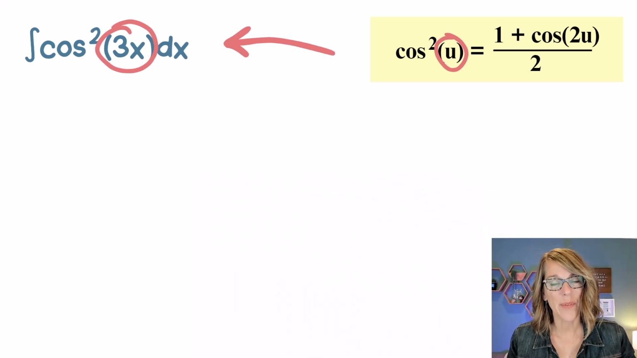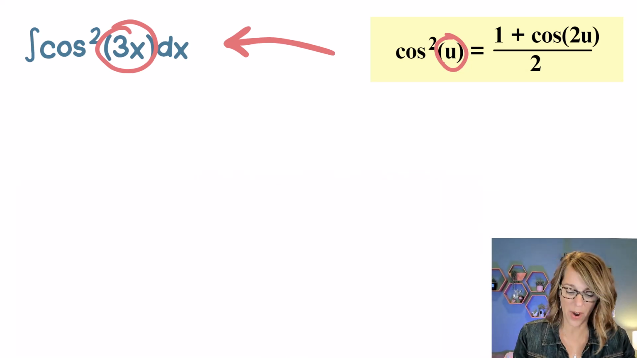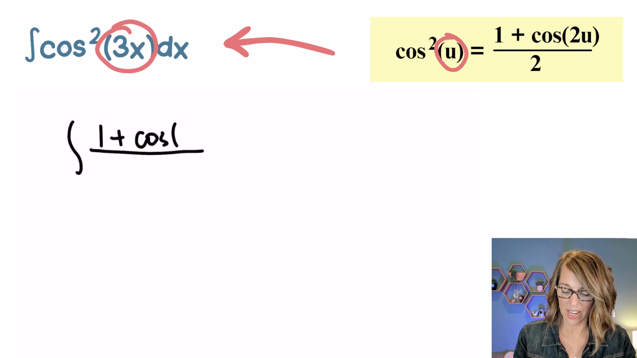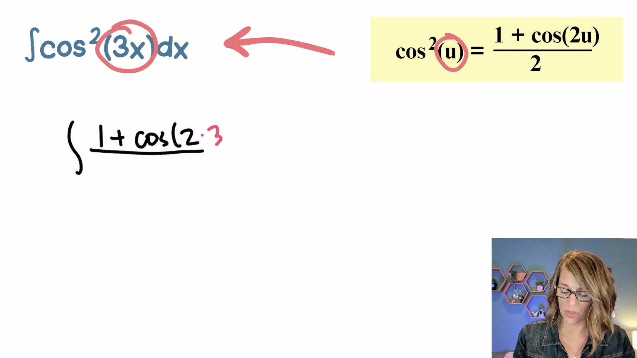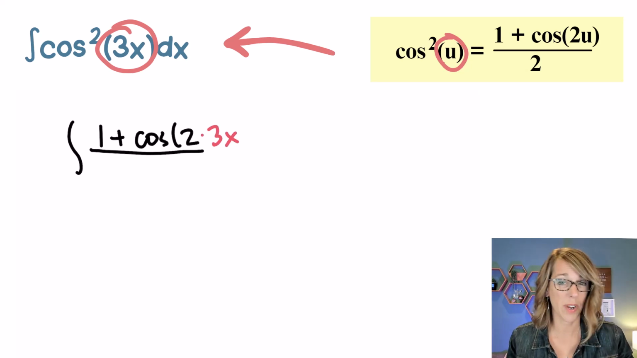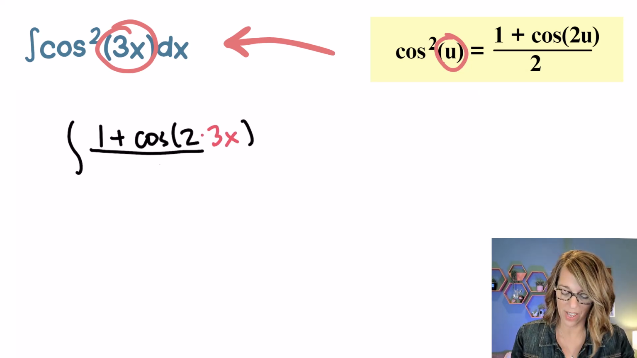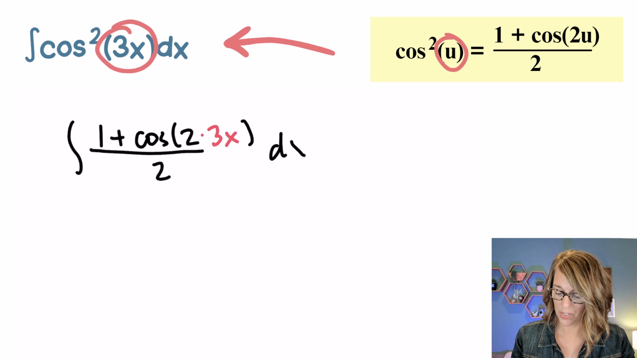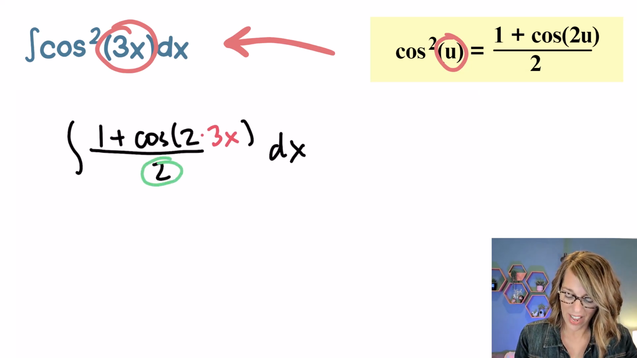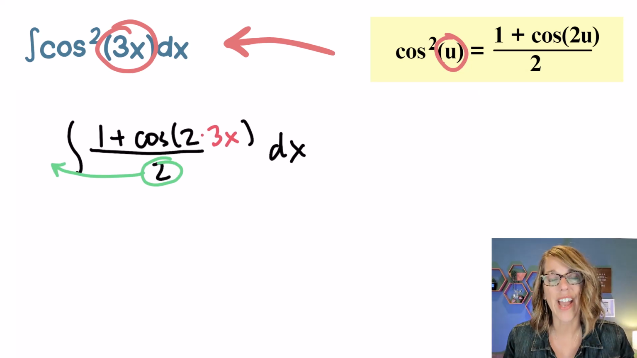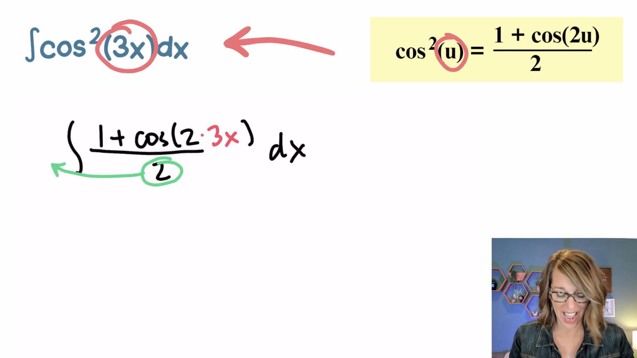So before I integrate, I want to replace cosine squared with our formula. So it's going to be the integral of, I've got a fraction now, 1 plus cosine of twice that angle on the inside. So that's going to be 2 times 3x. You could just write a 6x right there, and I'm going to do that in a second. All divided by 2 with the dx on the outside. I'm going to take that divided by 2 and put that out in front as just a 1/2.